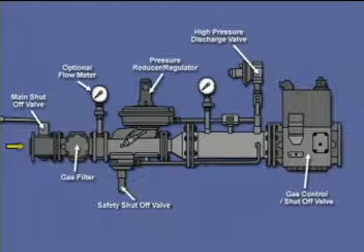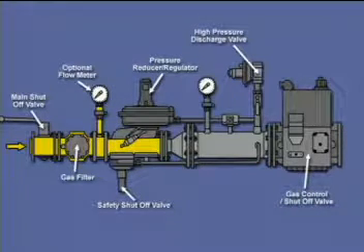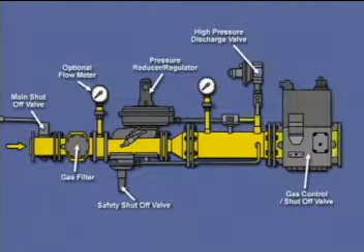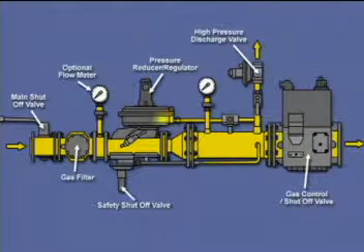The gas flows from the supply line through the manual isolation valve, fuel filter, pressure regulator with safety shutoff valve, high-pressure discharge valve, and gas control shutoff valve.